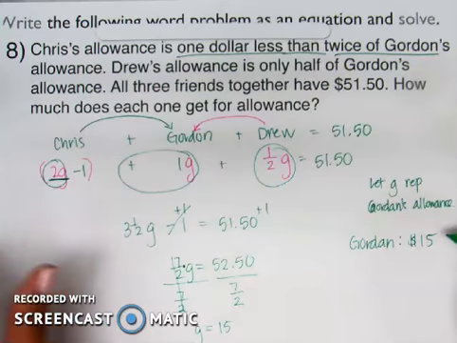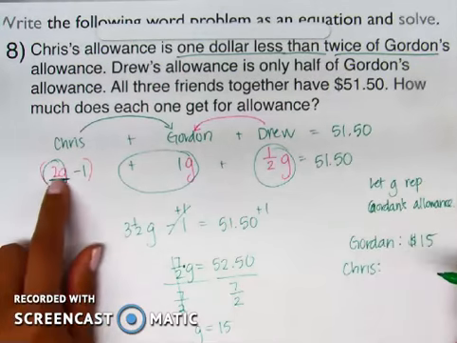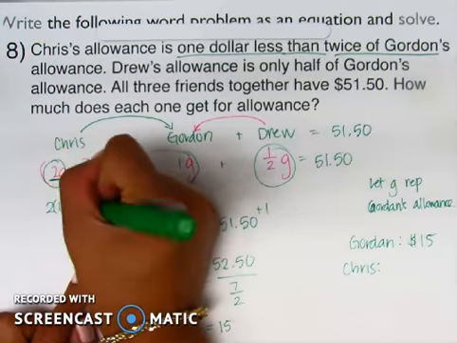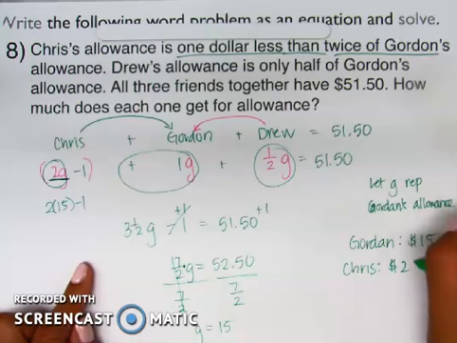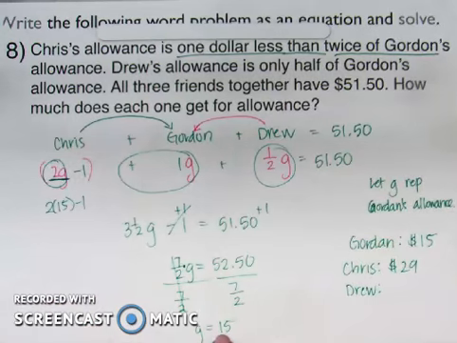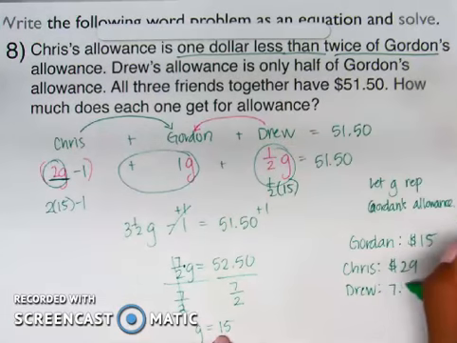What about Chris? Chris, we're going to double it. So 2 times 15 is 30. 30 minus 1 is 29. And then for Drew, we're going to take half of Gordon. So half of 15 is $7.50.